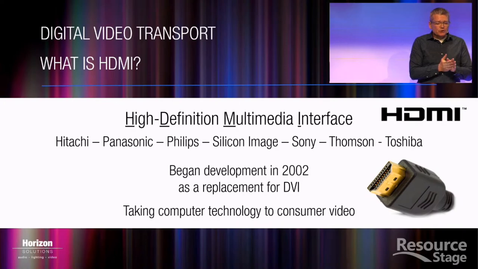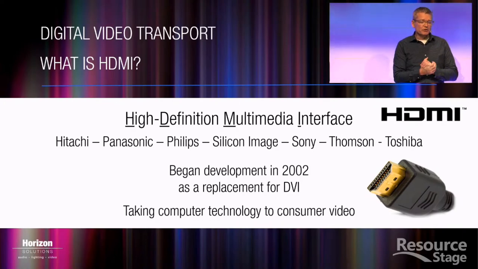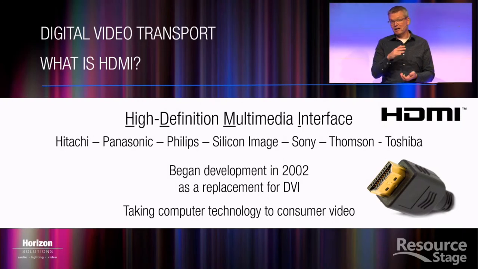So what this group was doing was trying to build a replacement for DVI, taking that computer technology and moving it into consumer video. As I said, it was all about getting from the DVD player to your TV. Sony wanted to get from the PlayStation to the TV. Toshiba wanted to get from the Blu-ray player, or at the time DVD player, to their TVs. They wanted it to look really great. All of these guys had a vested interest in making this work. We're going to come back to the vested interest thing in a couple of minutes, okay?